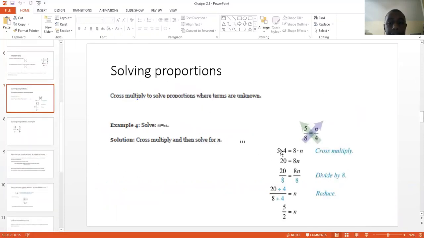So solving proportions, we cross multiply. For example, 5 over 8 equals n over 4. You cross multiply 5 and 4, and you cross multiply 8 and n. So 5 times 4 equals 8 times n. 20 equals 8n. You divide by 8 on both sides, division property of equality, and then you reduce the fraction 20 over 8. That's equal to 5 over 2 equals n.